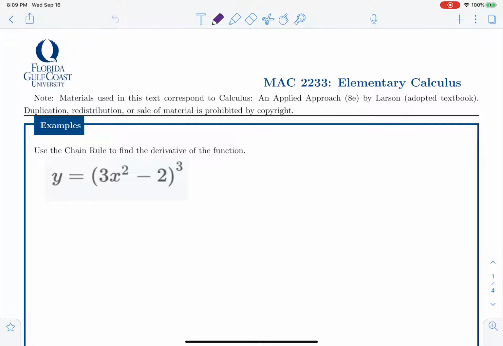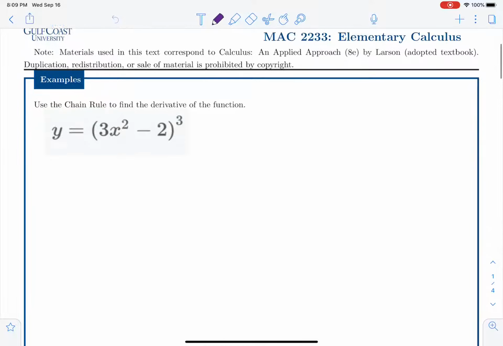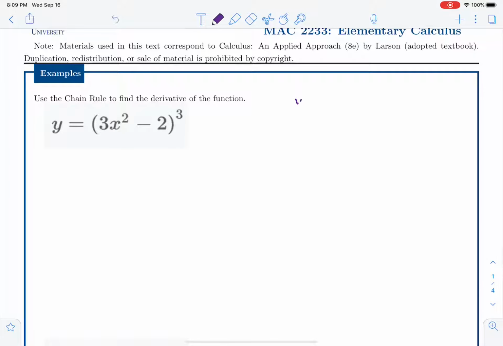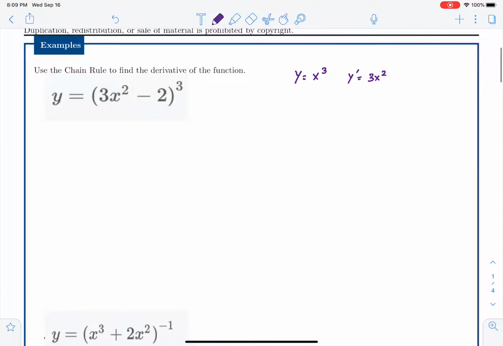Okay, here is a problem to find the derivative of a function using the chain rule. If we simply had y is equal to x cubed, then y prime is 3x squared. But that is not what we have here. We actually have 3x squared minus 2 cubed. So we have to treat whatever is inside the parentheses as another function.